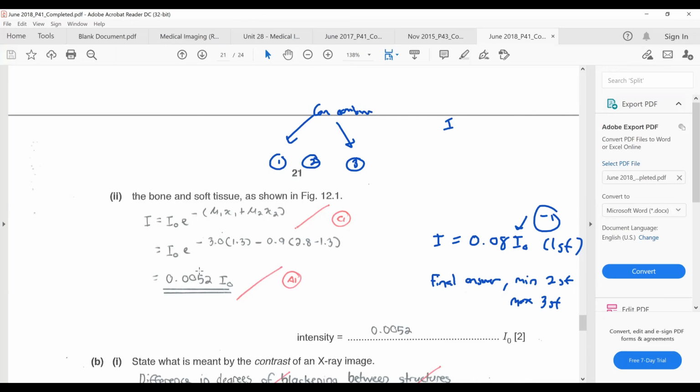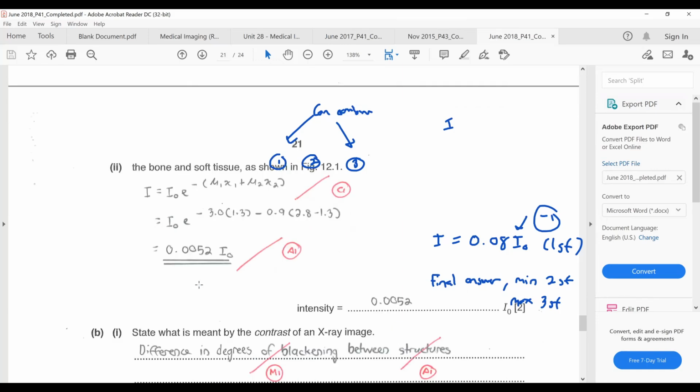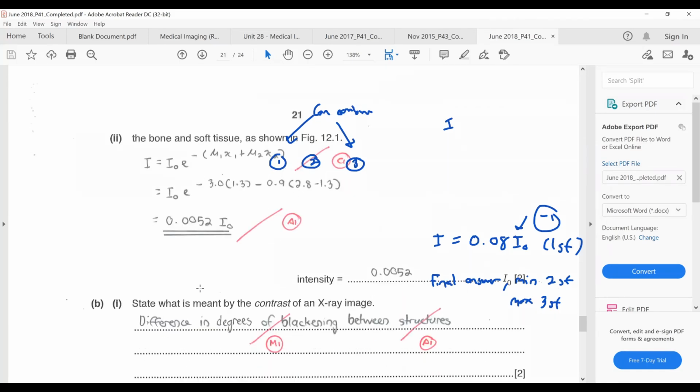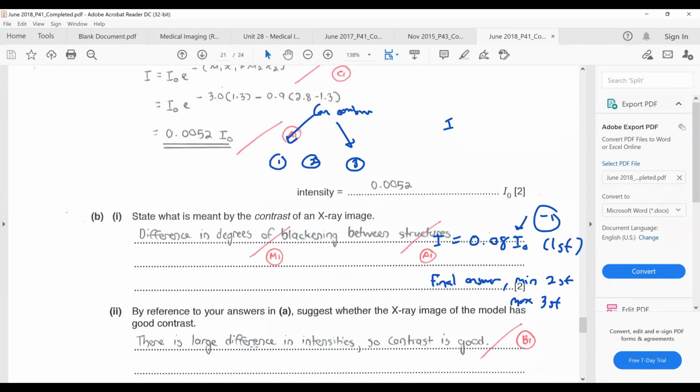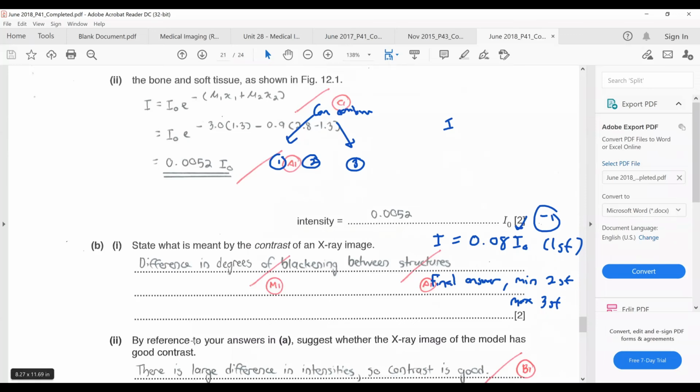Then if that is fine, you should just continue on. State what is meant by the contrast of an X-ray image: it is just the difference in the degree of blackening between structures. You know that already. Then by reference to your answers in A, suggest whether the X-ray image of the model has good contrast. Again, they will ask you whether your X-ray image has good contrast.